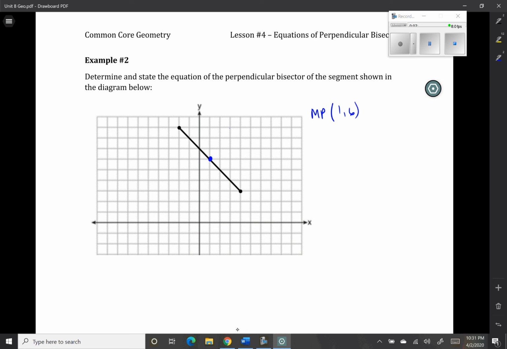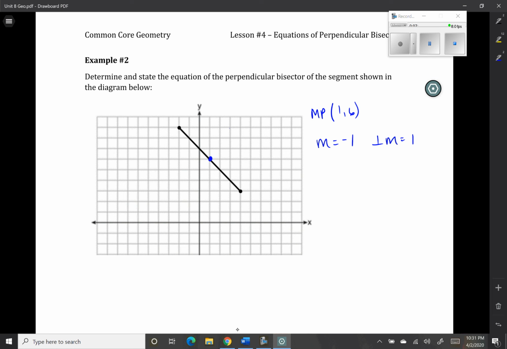Now the slope of this line, if I go to the right 1, down 1, to the right 1, down 1, I see that the slope of this line is -1. I'm not interested in the slope of this line. I'm interested in a perpendicular line. So the perpendicular slope would just be +1. Remember, if you take the reciprocal of 1, it's still 1.